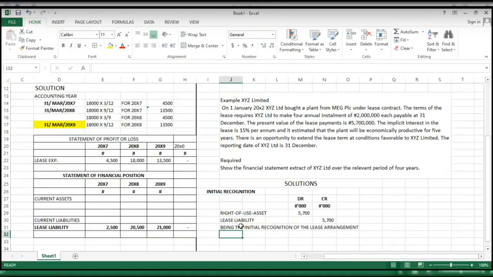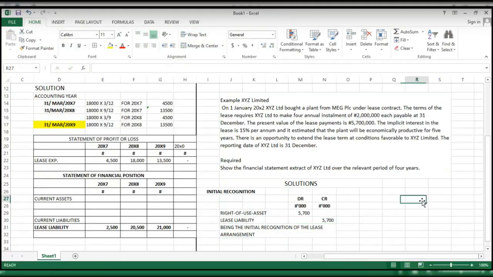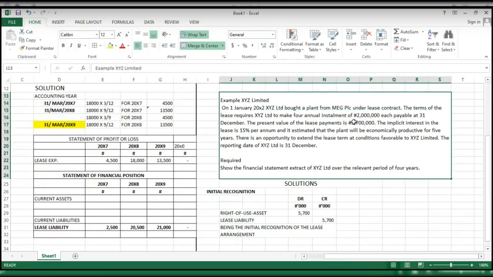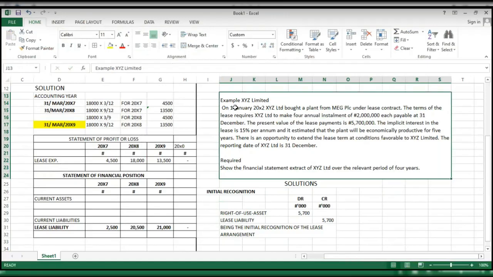That's the first journal that we are passing in respect of this lease arrangement. Then, once we pass the first journal, the next thing we need to do is to know how this annual payment is amortized. Once we recognize this liability in our financial statement on the date that this lease was entered into, 1st January 2022, this liability must be amortized every year.